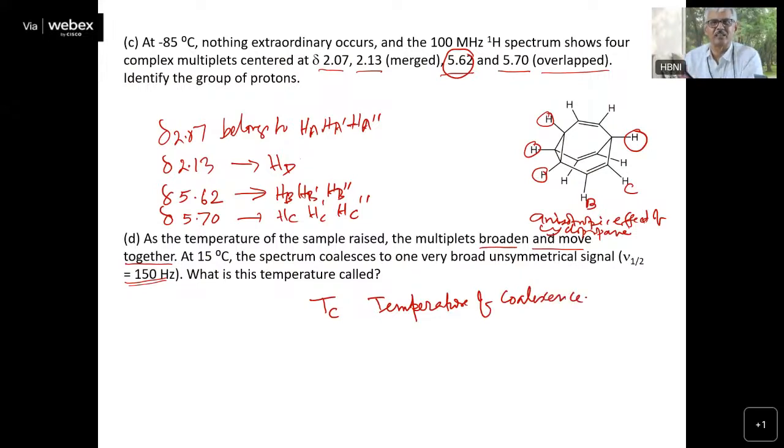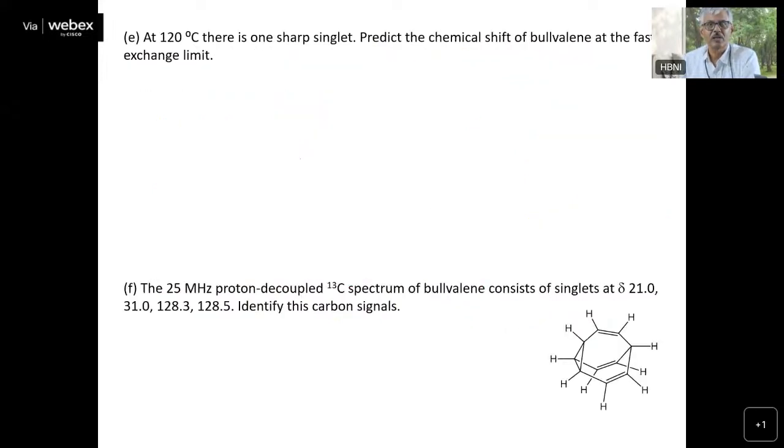Okay, so that is the answer. Okay, straightforward. Now, next question. For the same problem, at 120 degrees centigrade, there is one sharp singlet. Predict the chemical state of the bullvalene at this temperature. So now this is at the fast exchange limit. So what will be the chemical shift?